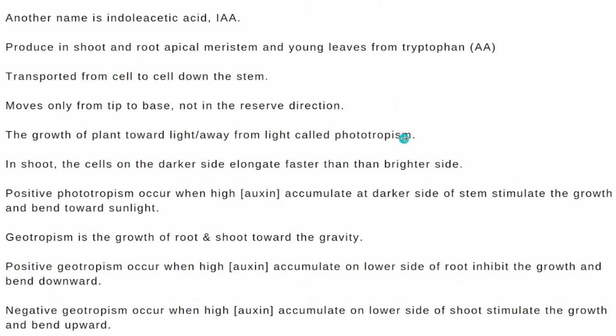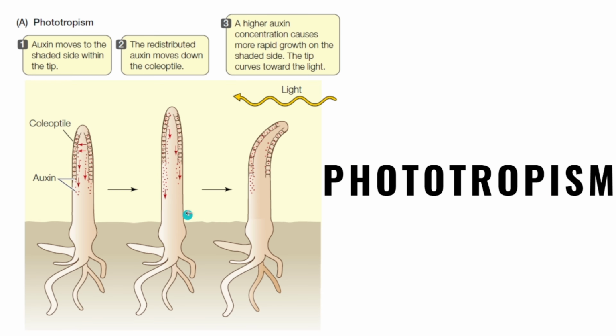This one, phototropism, for auxin is very special. The growth of the plant toward the light or away from the light is called phototropism. Normally for auxin in the shoot, the cells on the darker side will elongate faster than the brighter side. I think everyone knows this, right? So positive phototropism occurs where high auxin concentration is accumulated at the darker side of the stem, stimulating growth and bending toward the sunlight.